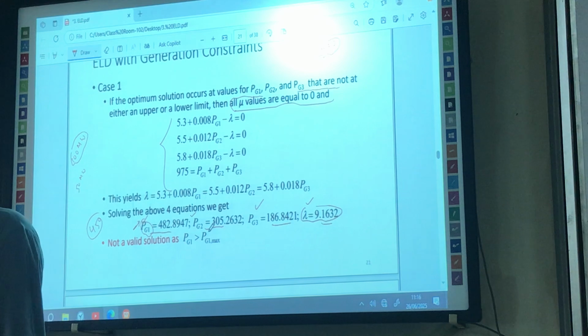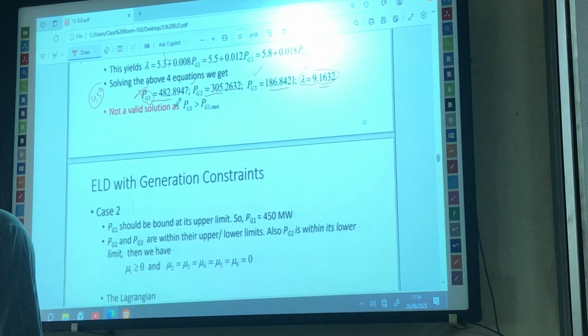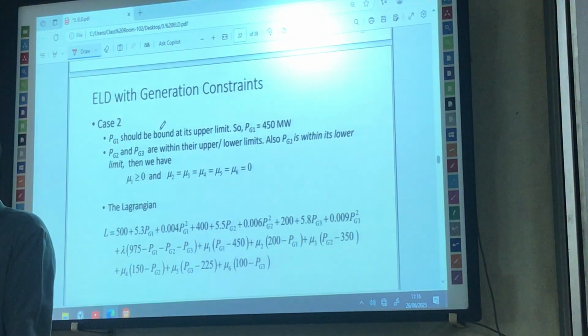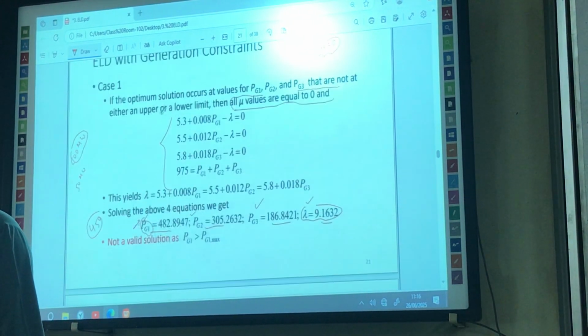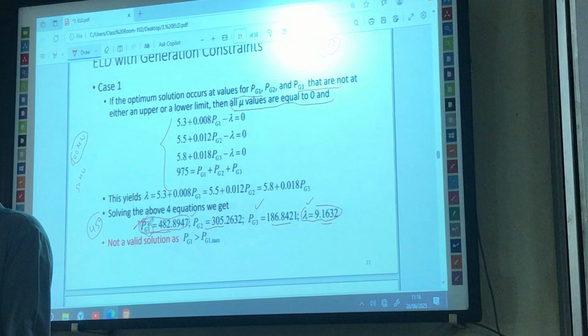Now in case number 2, we will do the treatment of this Pg1. Okay. How? Look, in case number 2, Pg1 should be bound at its upper limit. So that was the ELD problem. The ELD problem gives us the set of solution that will actually minimize the fuel cost. From this result, you get a clear indication that the fuel cost of this Pg1 is actually less. That's why it is generating more power.